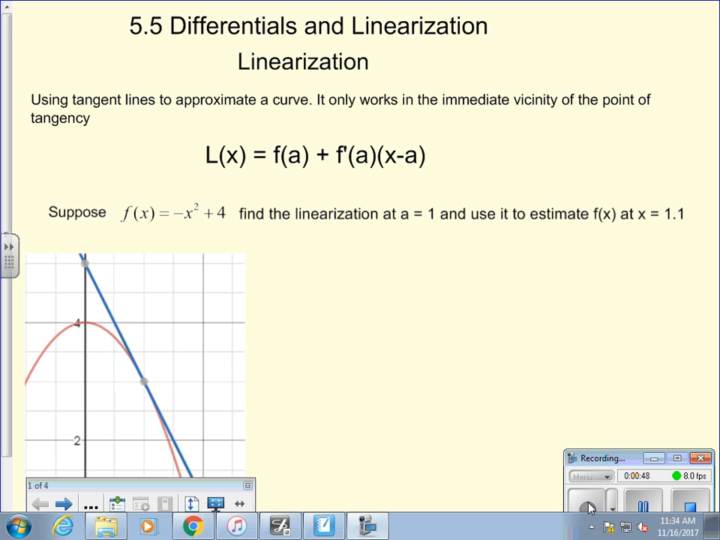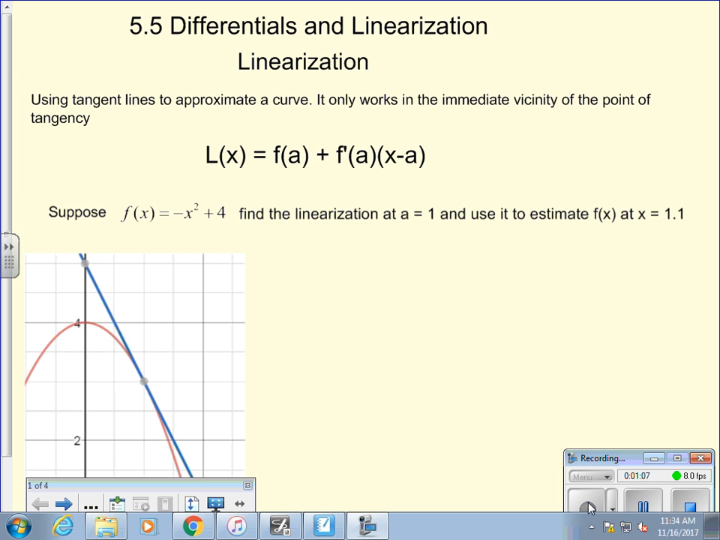So the idea of linearization is you're writing a tangent line equation. Linearization is just another way of saying tangent line. That's it. That's what a linearization is. It's another version of the tangent line, and you're going to use that tangent line to approximate.